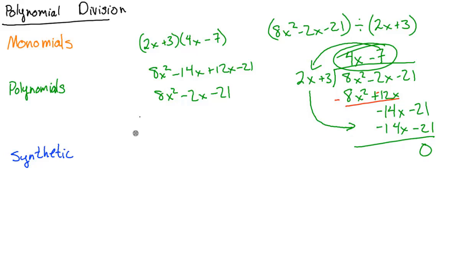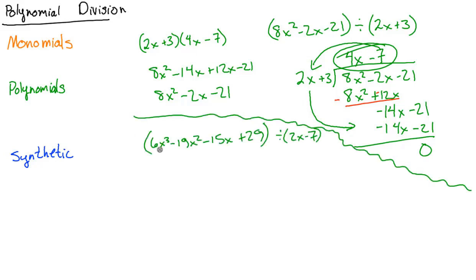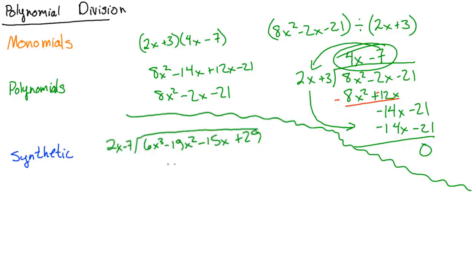Let's do another one, but let's have a remainder this time. Here's a problem: 6x cubed minus 19x squared minus 15x plus 29 divided by 2x minus 7. Let's write it a little bit differently. So let's knock out one column at a time. 2x goes into 6x cubed 3x squared times. 3x squared times 2x is 6x cubed indeed. Now we finish that: 3x squared times a negative 7 is minus 21x squared.